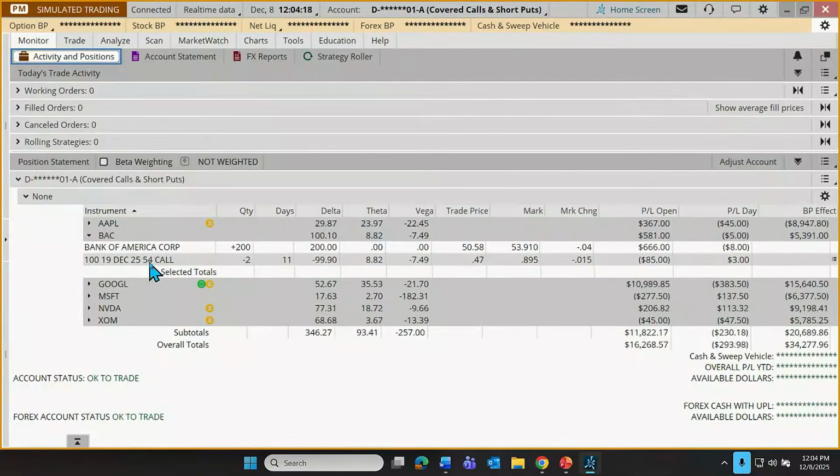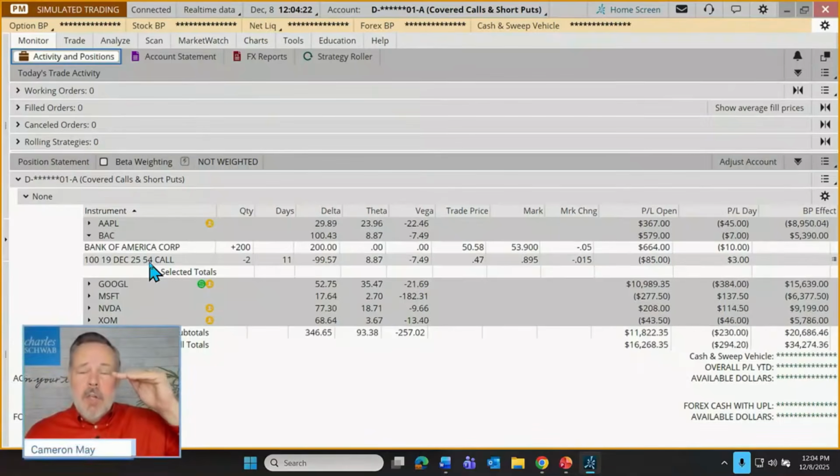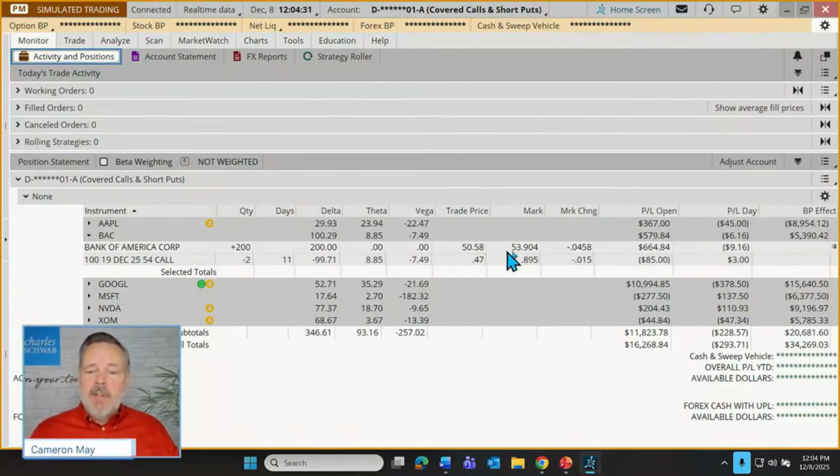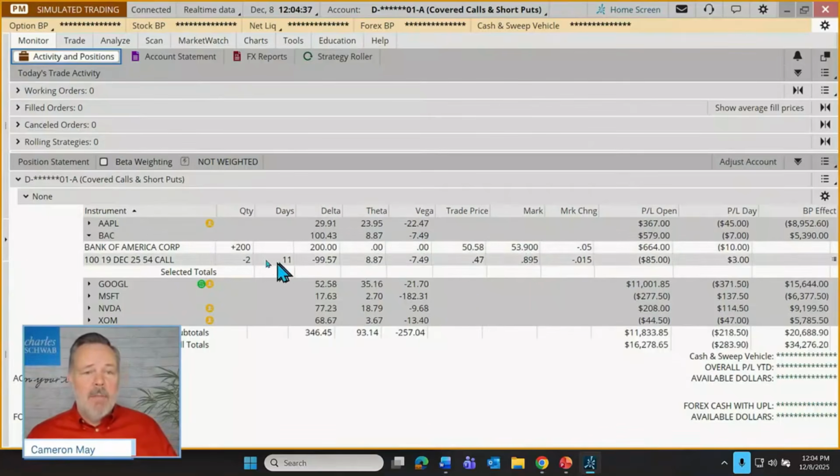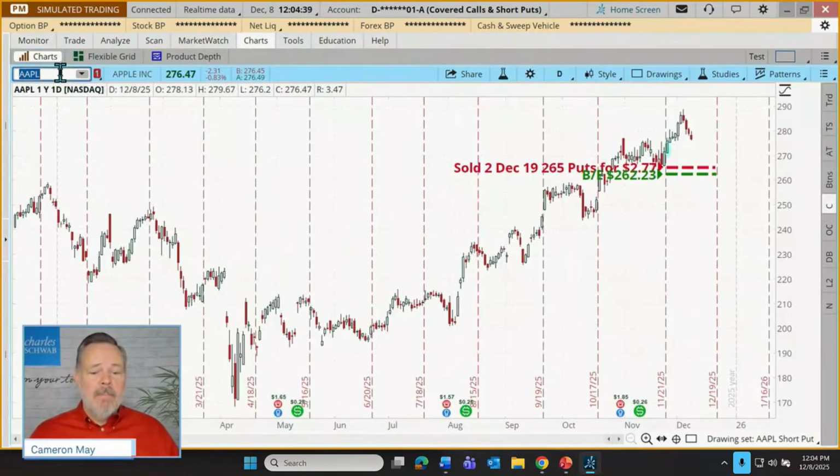So the preference here might be for the shares to go up in value, get as close as they can to $54, unless the trader's okay with selling those shares, and going above 54 might be just fine. But right now, shares are at 53.90. That's just about as good as could be expected at this point. So let's have a look at Bank of America.